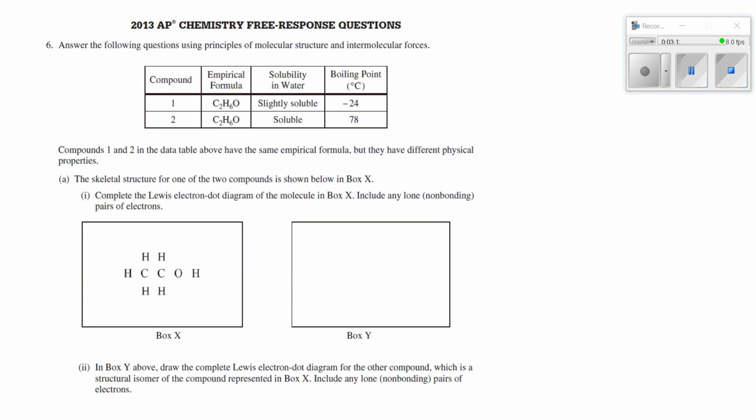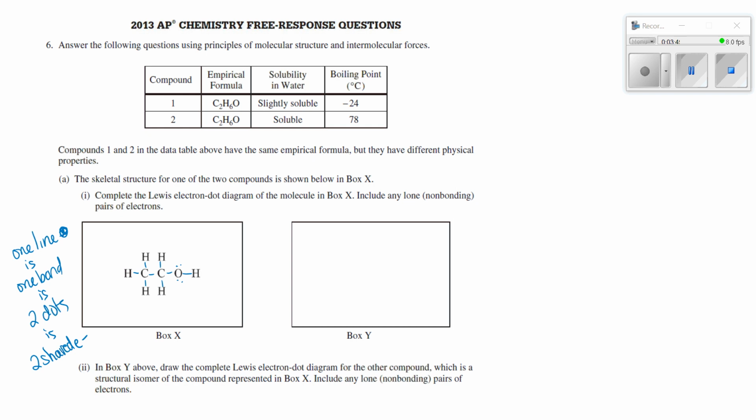So A-I, complete the Lewis electron dot diagram for the molecule in box X. So when you're doing a Lewis dot structure, you can either use dots or lines. Keep in mind that one line represents, I shouldn't use an equal sign, that's confusing. Okay, one line represents one bond, which is 2 dots. In other words, 2 shared electrons. So every time you see one line, think of that as 2 dots. You can use lines or dots when you're doing a Lewis dot diagram.